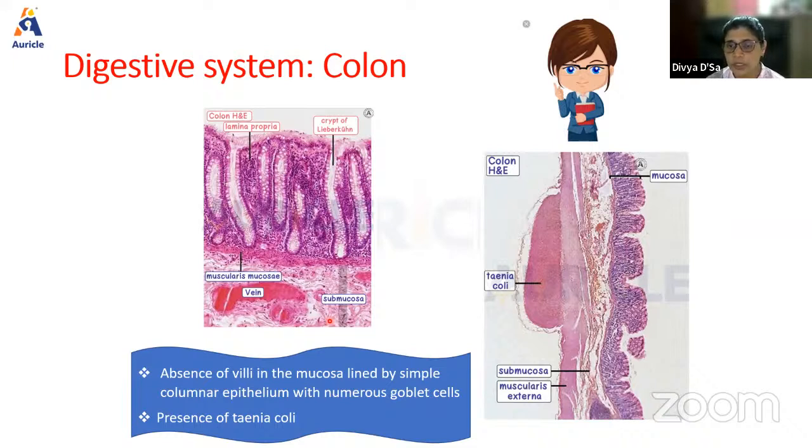Therefore, for the smooth flow or the smooth passage of the feces, we have this larger amount of goblet cells. Okay, so they secrete the mucus, which will help. And here in the muscular layer, because in the colon, we know the characteristic feature, there are 3 bands of longitudinal muscles, aggregation of these longitudinal muscles, which forms the tinea coli. Okay, so this is what we will see. This is the tinea coli.